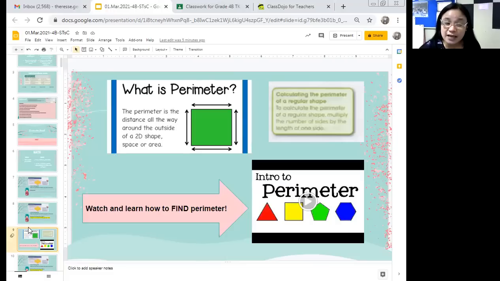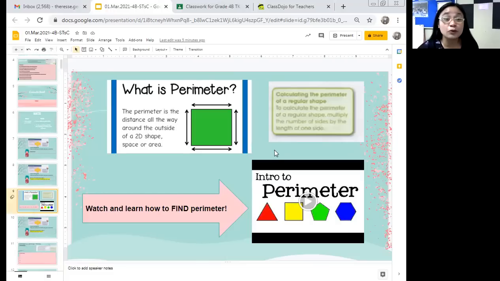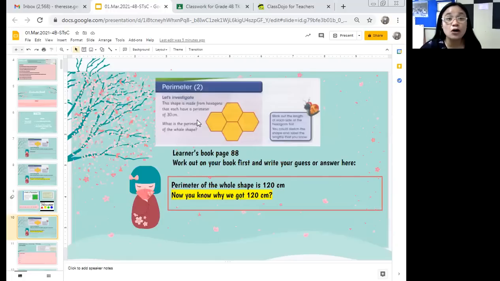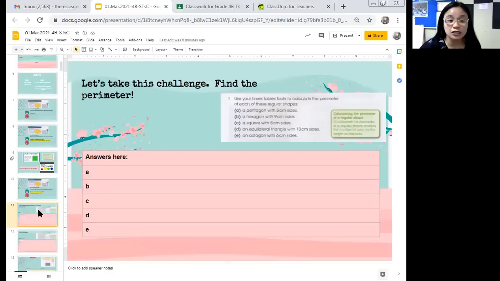The next slide will explain to you what perimeter is. If you got it just by looking at the image and reading what it means, very good. If you need to click this video to support you more, please go ahead. Again, it depends on how you manage your time. If you got the Let's Investigate challenge wrong, you will then take another shot and try to answer it after you have clearly identified what perimeter is.